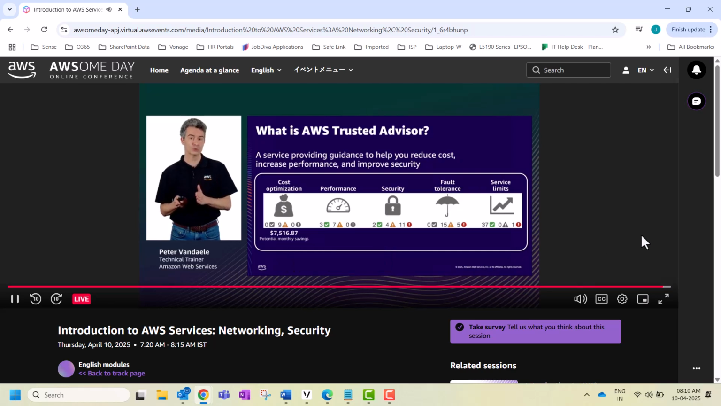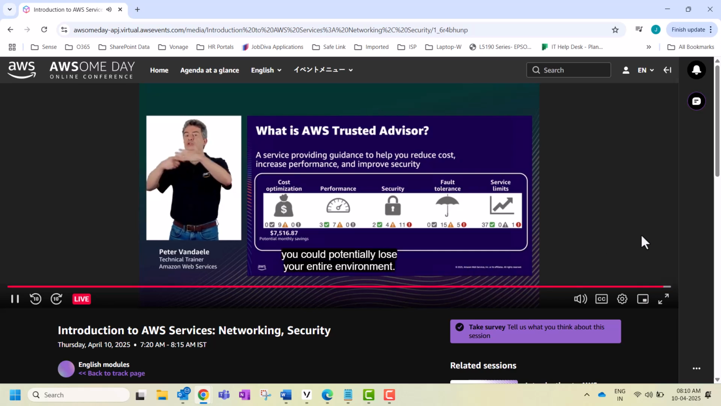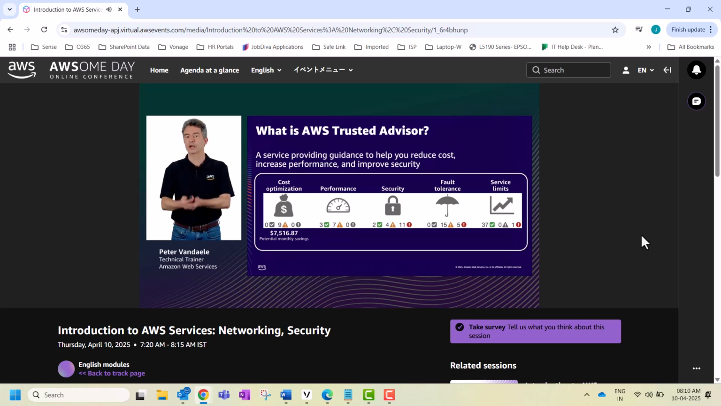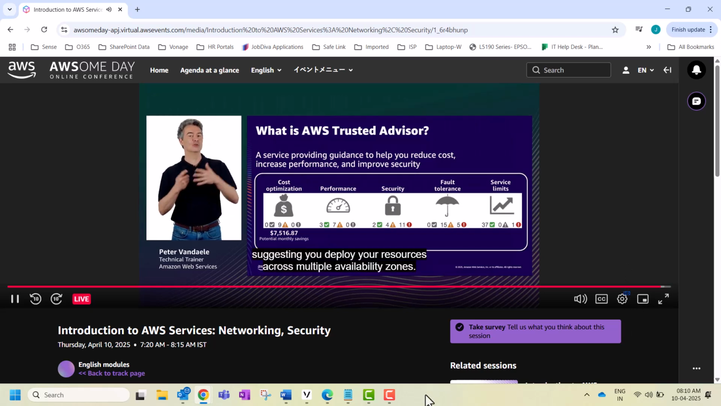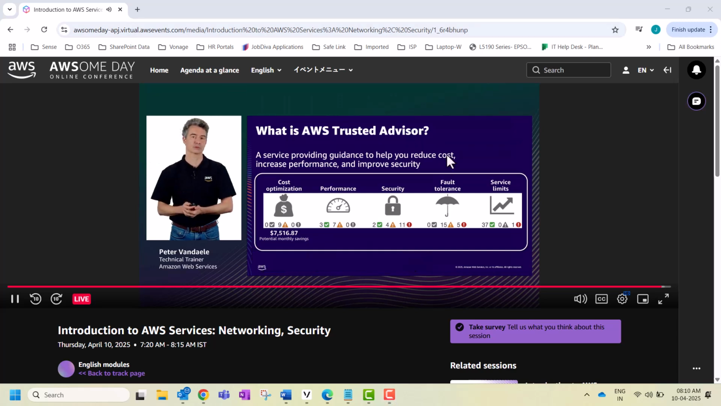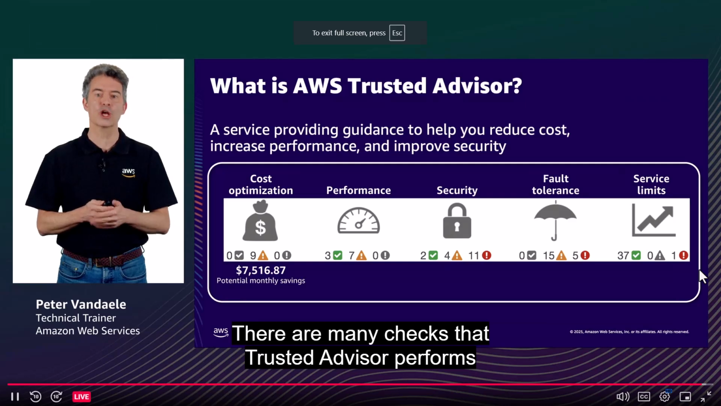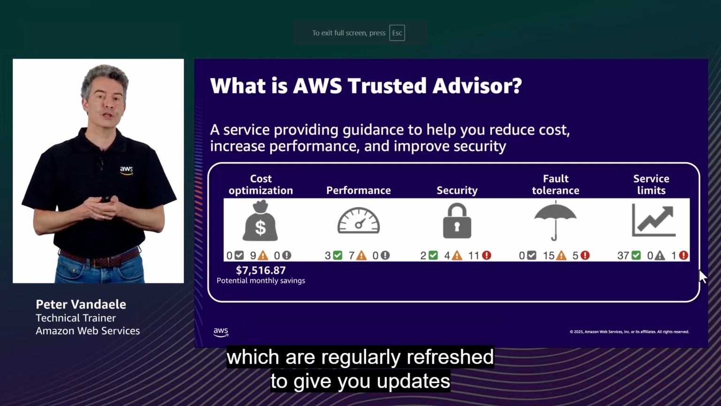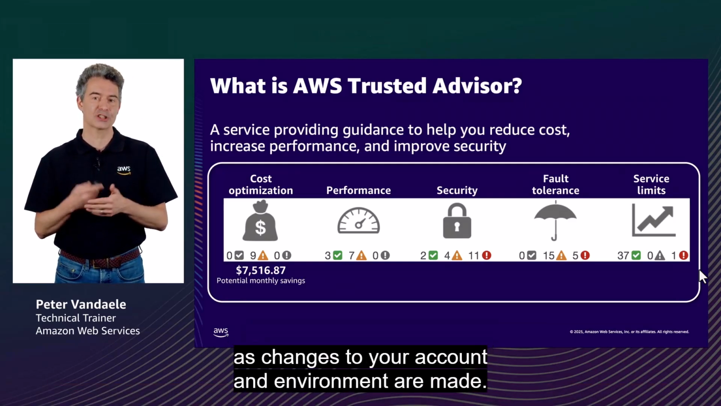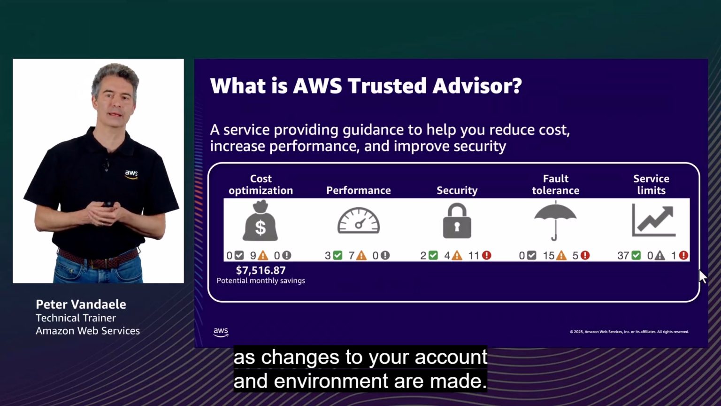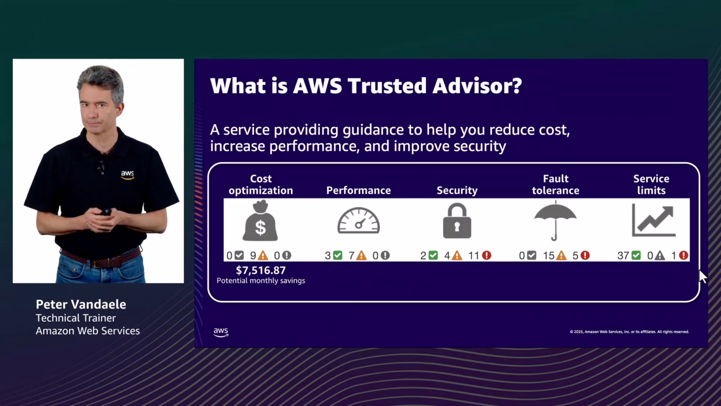If an Availability Zone were to have an issue, you could potentially lose your entire environment. So Trusted Advisor will give you a warning under the fault tolerance category, suggesting you deploy your resources across multiple availability zones. There are many checks that Trusted Advisor performs, which are regularly refreshed to give you updates as changes to your account and environment are made.